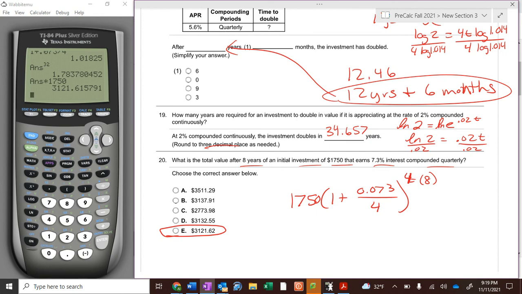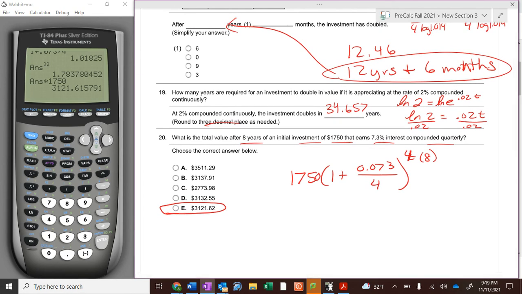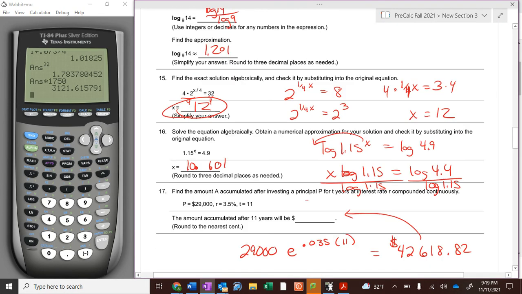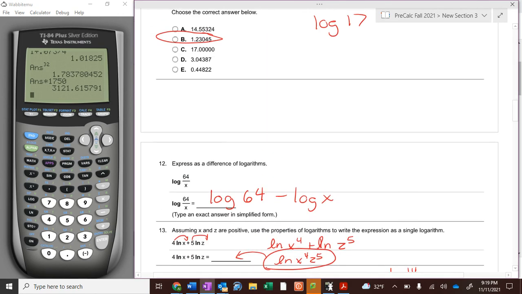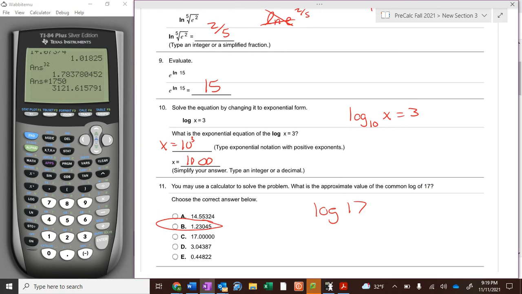Okay, so that's everything that you'll see on your test. That was a fairly quick video, but I think I explained everything fairly well. Hopefully you've got it down good enough where you can handle it.